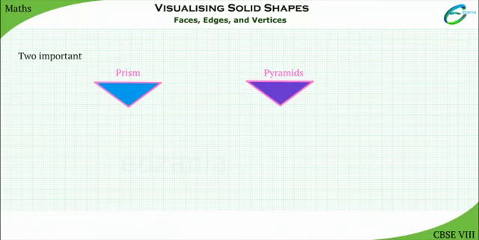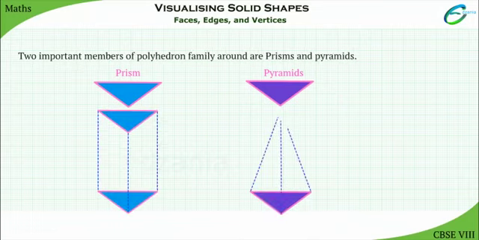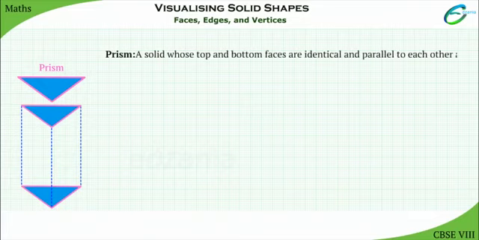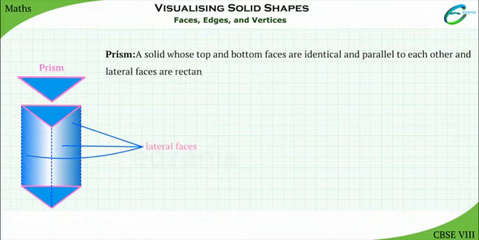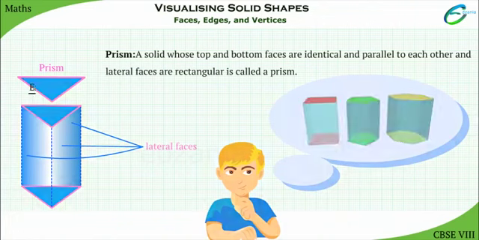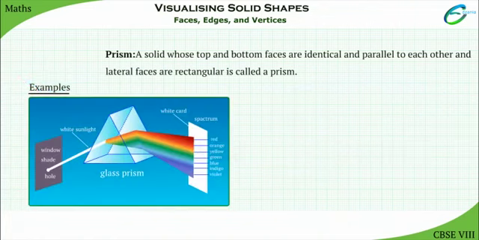Observe the two important members of the polyhedron family around us: prisms and pyramids. A solid whose top and bottom faces are identical and parallel to each other and whose lateral faces are rectangular is called a prism. Observe some models of the prism. Some examples of prisms in daily life are the glass prism, which we use in physics for color prediction, and the nameplate.